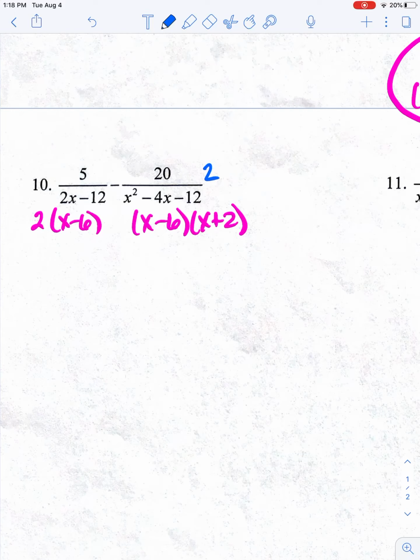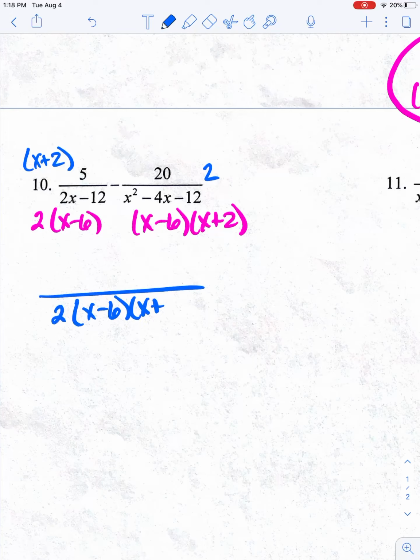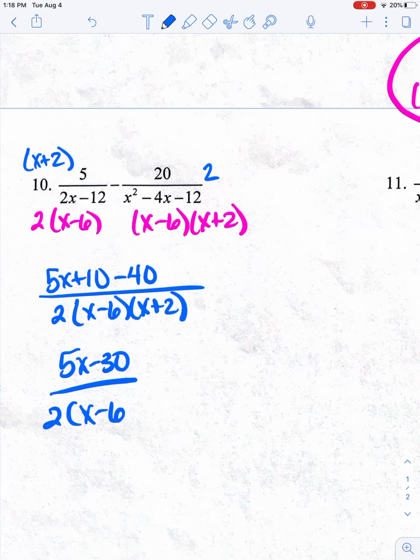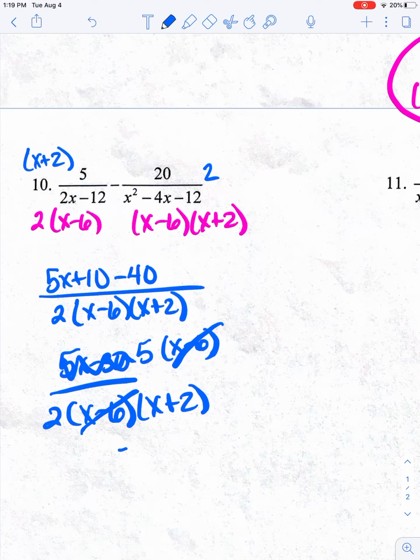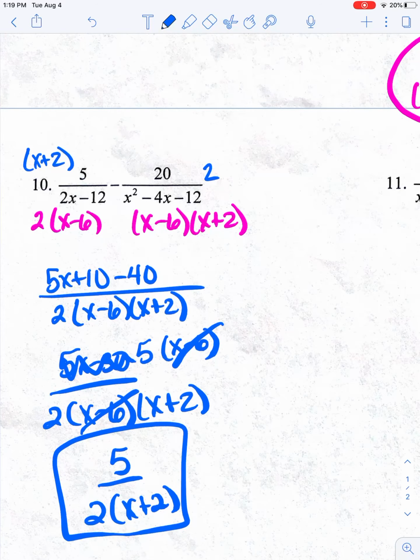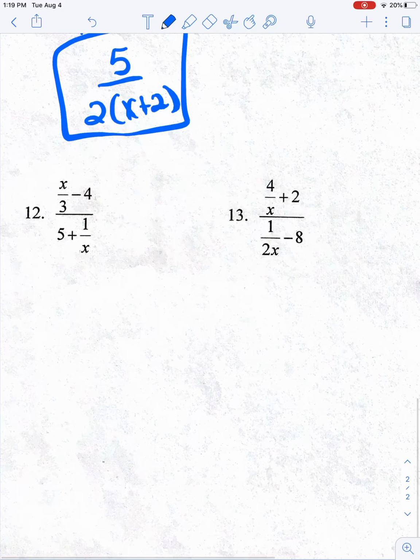He needs a 2. And he needs the x plus 2. So then my common denominator is a 2, an x minus 6, and an x plus 2. That way everybody has all three parts. So the top is going to be 5x plus 10 minus 40, which is 5x minus 30. And I hope you can already see it, that the 5 and then the x minus 6's can cancel. There you go.